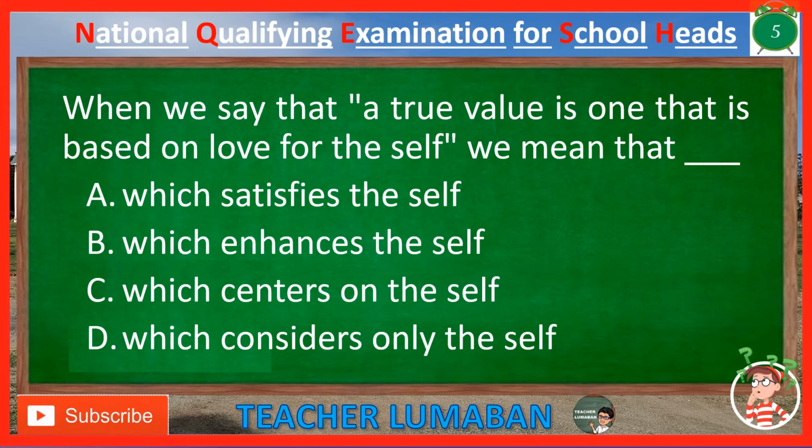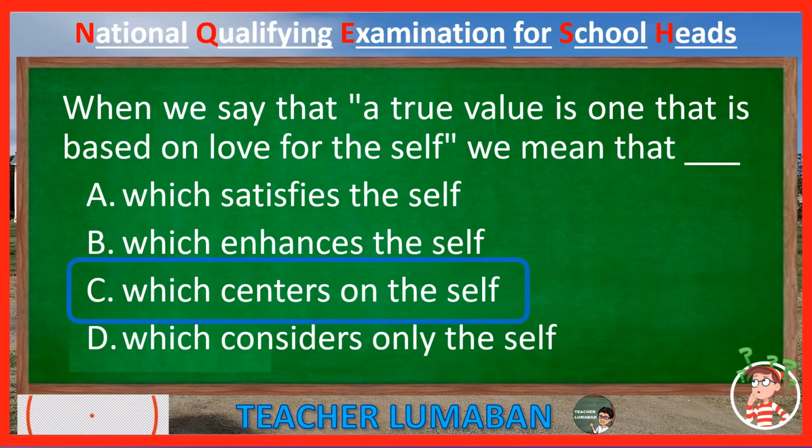5. 4. 3. 2. 1. The correct answer is letter C, which centers on the self. When we say that a true value is one that is based on love for the self, we mean that which centers on the self.